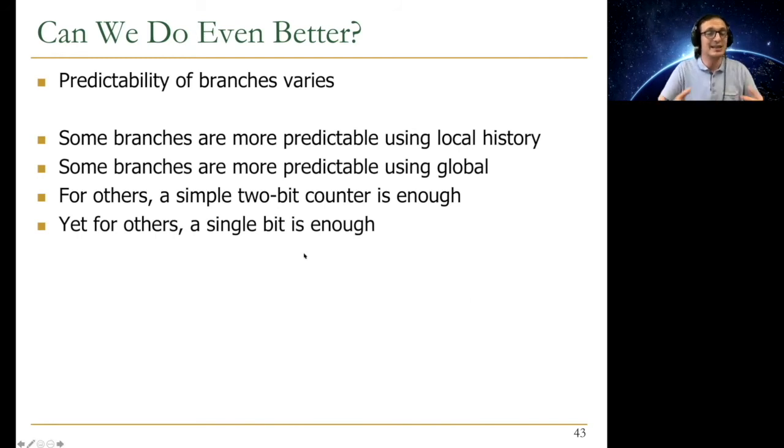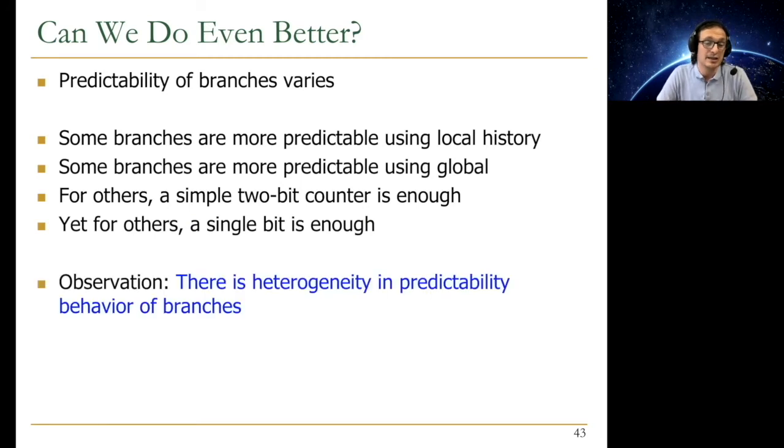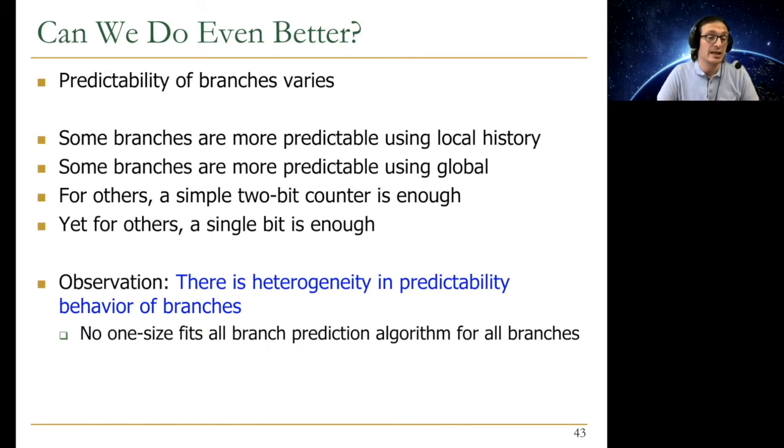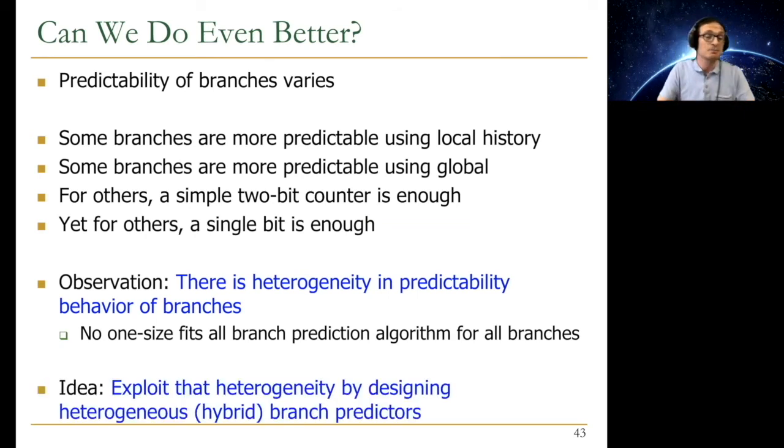So basically, there are different types of predictability for branches. And people have observed this, of course. Researchers said, clearly there's heterogeneity in the predictability behavior of branches. So why don't we actually do something heterogeneous? Meaning there's no one-size-fits-all branch prediction algorithm for all possible branches that we'll see. So why don't we exploit this heterogeneity in predictability by designing heterogeneous or hybrid branch predictors?